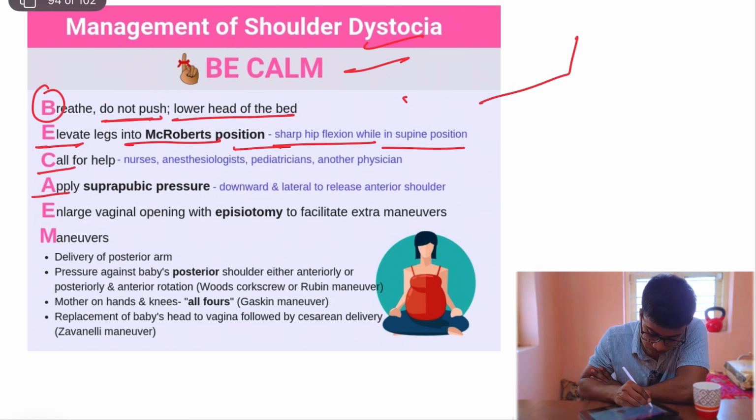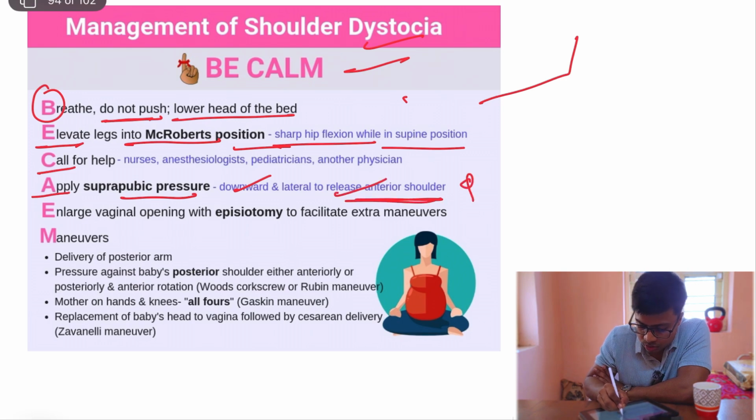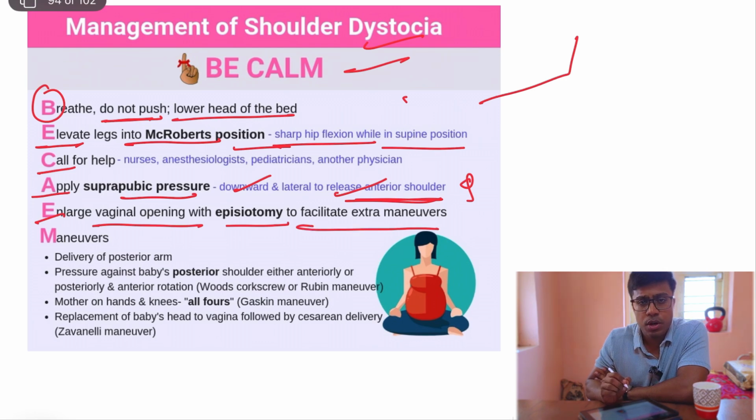Call for help. Apply suprapubic pressure. Downward lateral traction to release the anterior shoulder. So this question will be there. Enlarge the vaginal opening with an episiotomy to facilitate the extra maneuvers. Episiotomy can be done. Maneuvers.